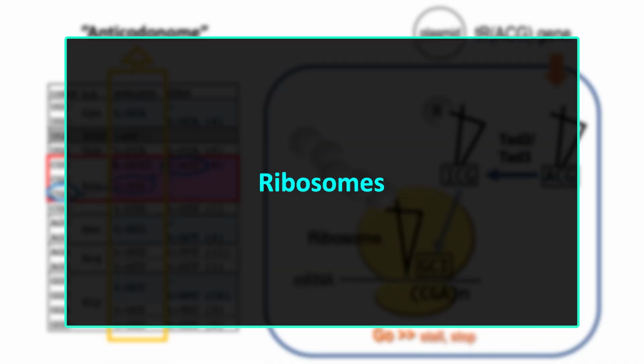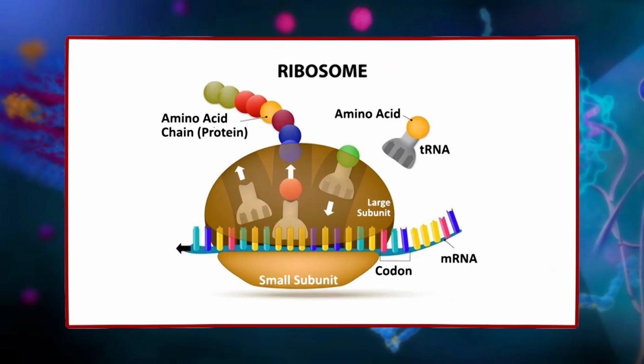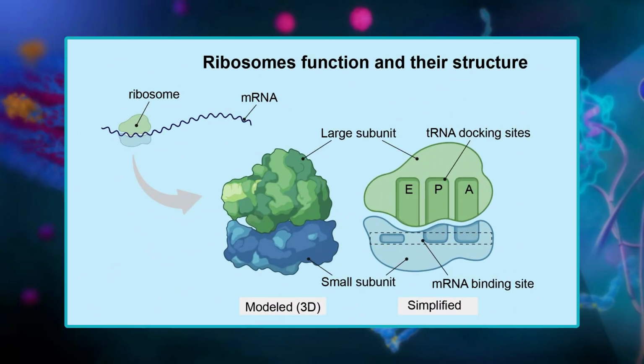Dear students, now the ribosomes. Ribosomes are the structures where polypeptides or proteins are built. They are also called protein synthesizing factories. They are made up of proteins and RNA. Each ribosome has 2 subunits, a larger one and a small one, which come together around an mRNA, kind of like the 2 halves of a hamburger bun coming together around the patty.